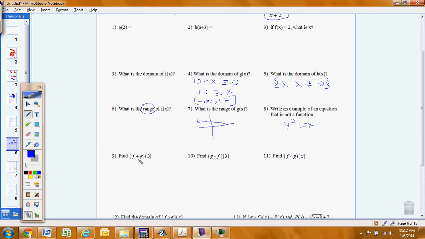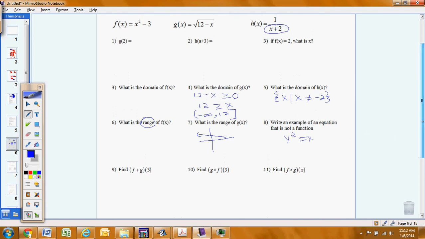So here's adding two functions. Well, you just find f of 3 and g of 3 and add them. Now remember f and g, if I can scroll, there's f and g. So this is really f of 3 plus g of 3. You just do them separately. So nothing really difficult there.